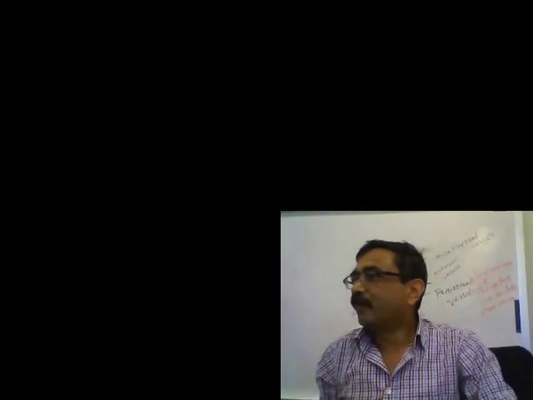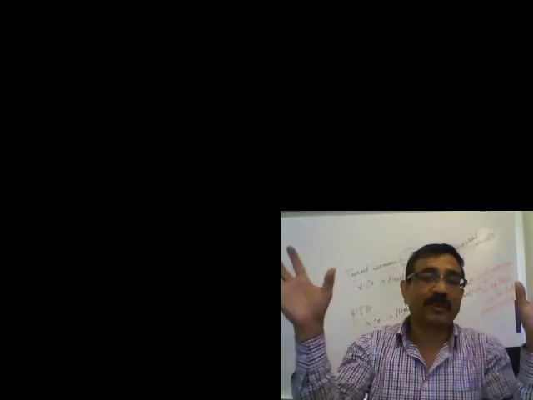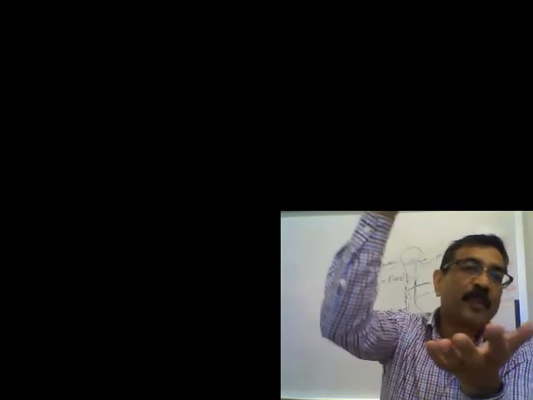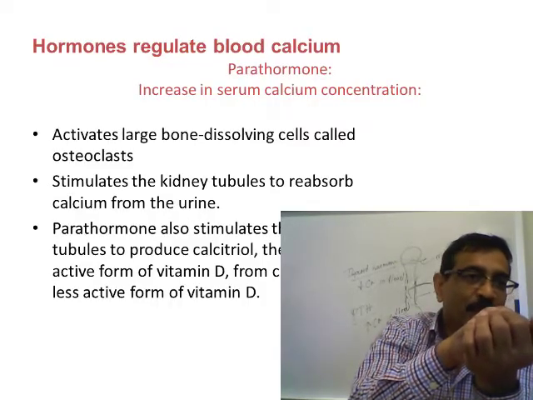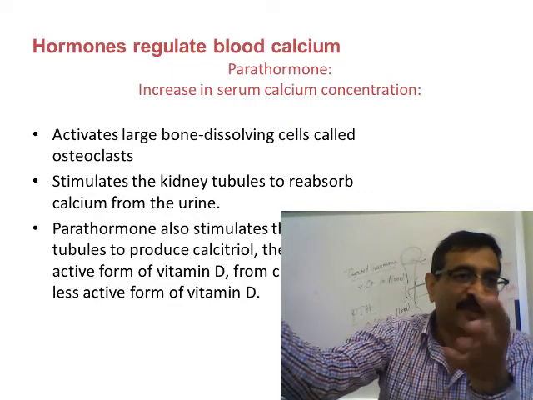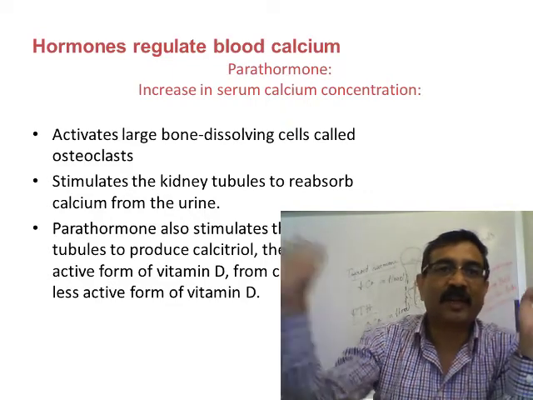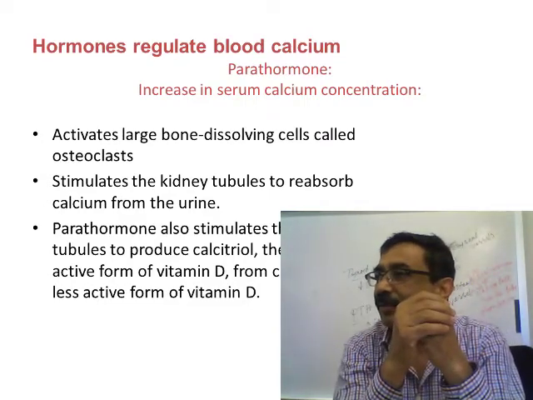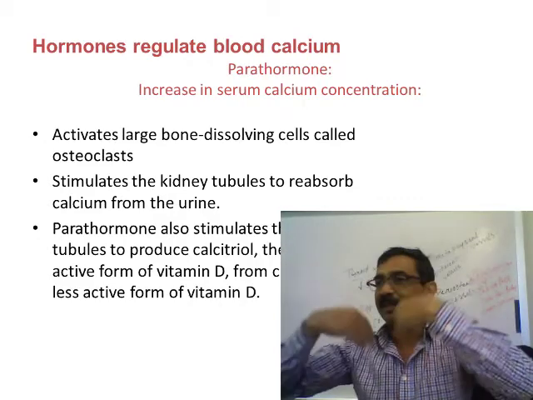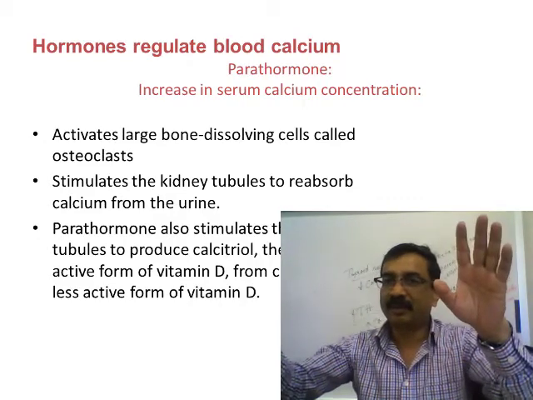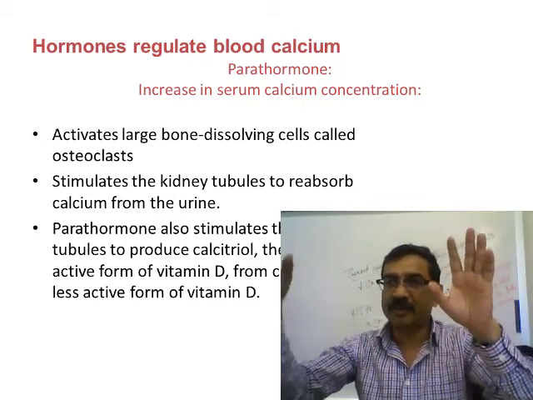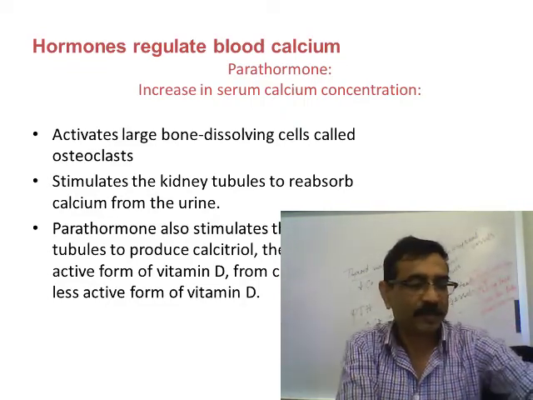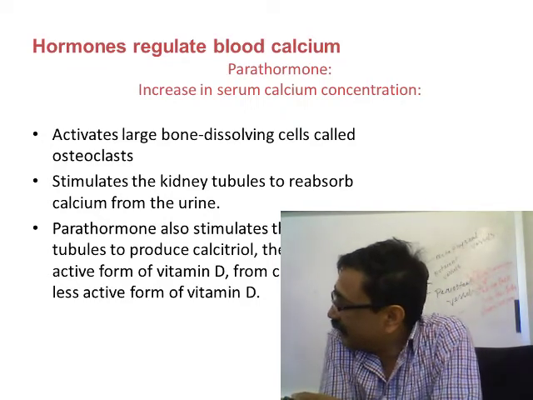So if you just think simple, it is easy. Stopping osteoclasts will prevent the destruction of the matrix, so calcium will not get out from the bone. It will stay there. Another way is, if I let the calcium get out with the urine by stopping reabsorption, that means stopping taking it back into the body, then calcium will go down. So those are two ways calcitonin lowers the calcium.